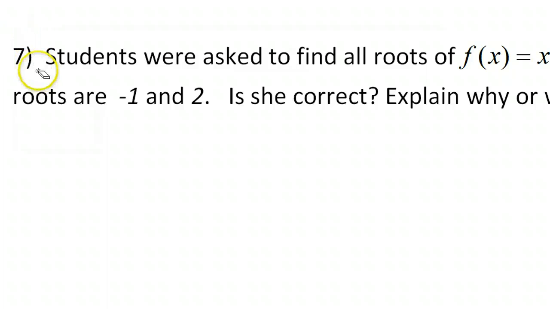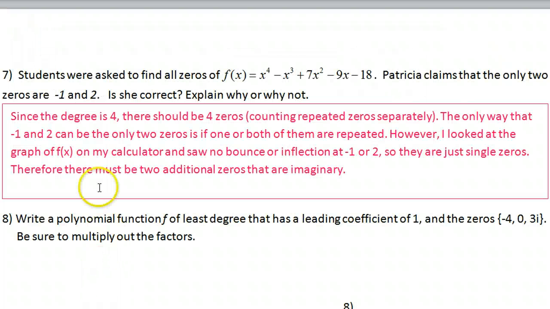So let me just type up the whole explanation. So here is a really thorough explanation. Since the degree is 4, there should be 4 zeros, counting repeated zeros separately. The only way that negative 1 and 2 can be the only 2 zeros is if one or both of them are repeated. However, I looked at the graph of f of x on my calculator and saw no bounce or inflection at negative 1 or 2. So they are just single zeros. Therefore, there must be 2 additional zeros that are imaginary.